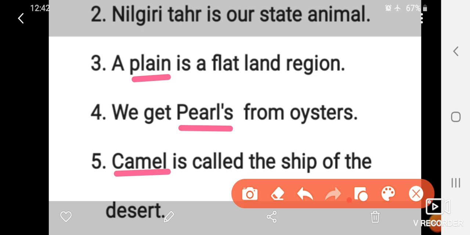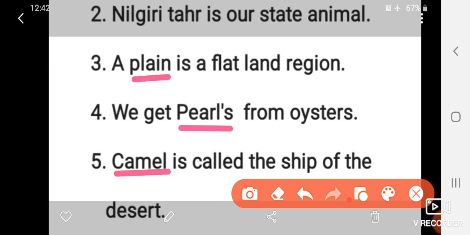Fourth one, we get pearls from oysters. W-E, we. Get, G-E-T. Pearls, P-E-A-R-L-S. Oysters, O-Y-S-T-E-R-S. We get pearls from oysters. That is, from the oyster we get pearls.